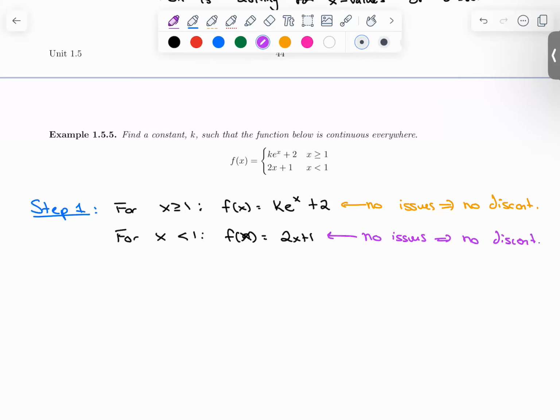Because for values strictly less than 1, your function is the line 2x plus 1, and lines are polynomials, and polynomials are continuous everywhere. I mean, lines are continuous everywhere, but it's because they're polynomials. Just not very exciting polynomials. Any questions on that? So that step has been taken care of for us. We don't need to worry about making k work for anything on the inside of its restriction. So we move on to step 2.